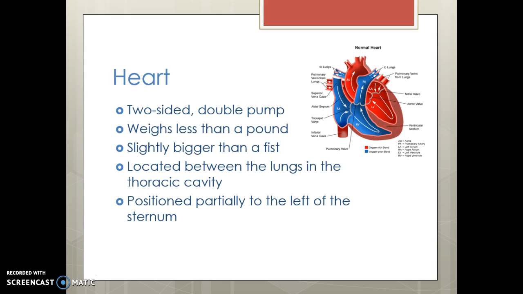We know the heart is a two-sided pump. It's bigger than your fist by a little. It weighs less than a pound. It's located right in the middle of your chest cavity, but a little to the left, right underneath your sternum. That's why when you do compressions, that's where you push.